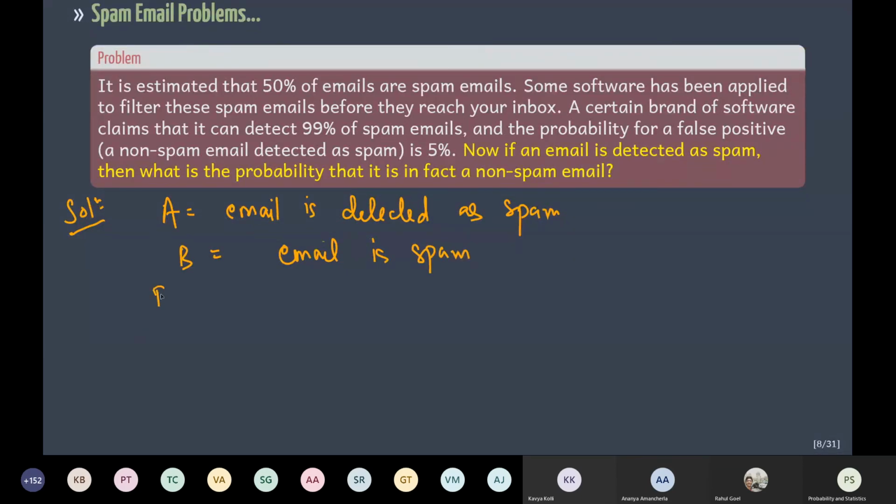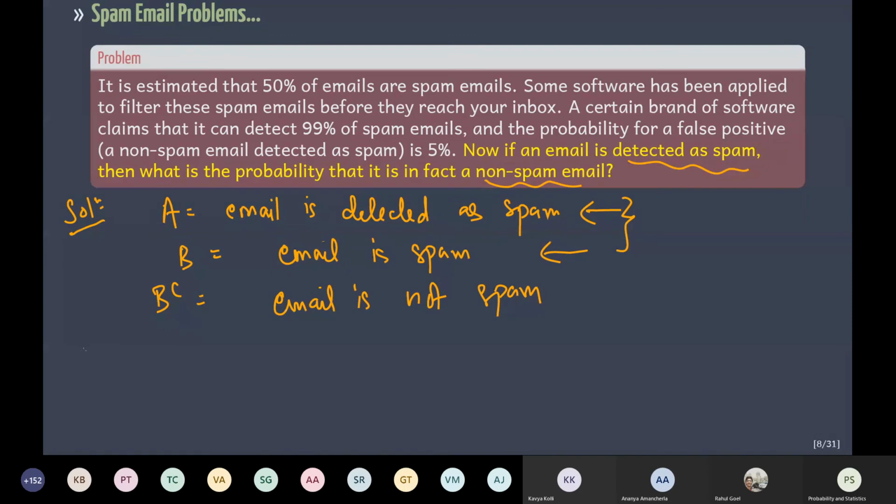And B complement is the event that the email is obviously not spam. The reason these two are different is that one is detected as spam, and the other is that it is a spam. So there is a difference between these two events.